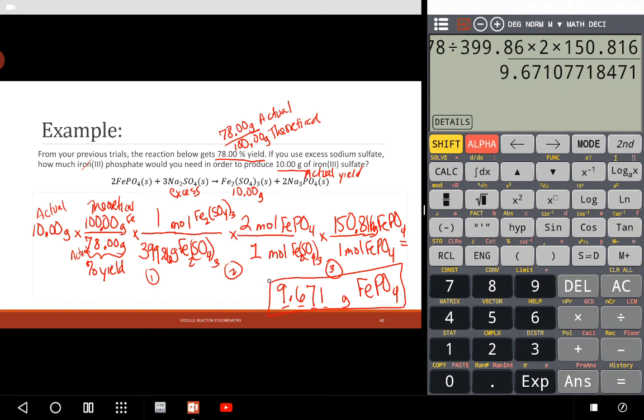That's how many grams of the iron phosphate I would need to start with in order to reach a target actual yield of 10 grams, knowing that my percent yield is always around 78%.